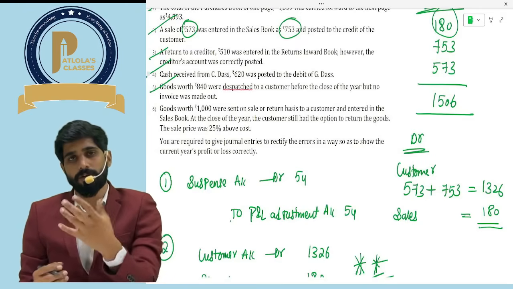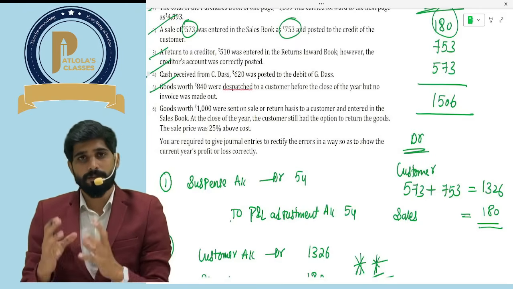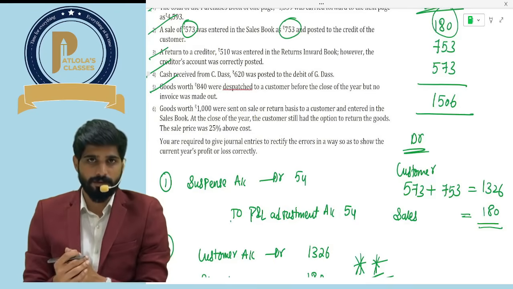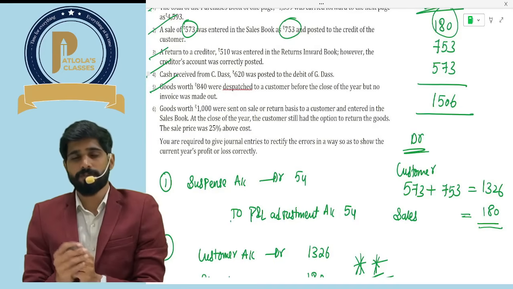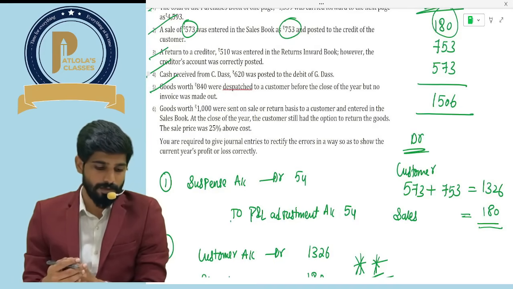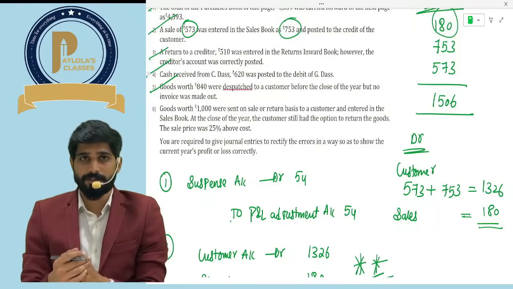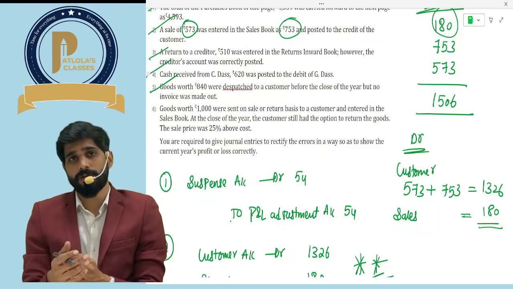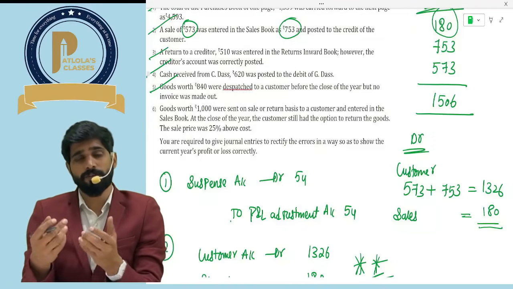Whenever goods are sent on approval or return basis, some time will be given to the customer, and within that time if they don't accept, we will take an action. Here 1000 were sent on approval basis and you have recorded that as sales. When you gave it an approval, you assumed that they will accept, and you have written it as sales.